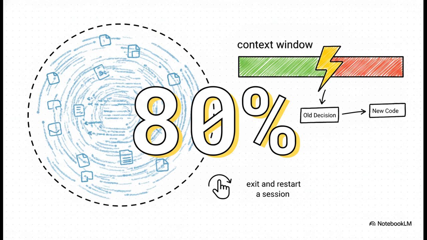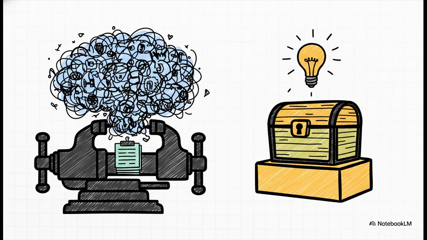This is the 80-20 rule, and it's absolutely crucial. You must exit and restart a session when your context window hits 80%. Claude's context window isn't just a passive storage drive. It is active working memory. If you push past that 80% mark with complex, multi-file tasks, Claude will actually start producing code that directly contradicts the architectural decisions you made 20 minutes ago. It just starts forgetting. So how do we fix that?